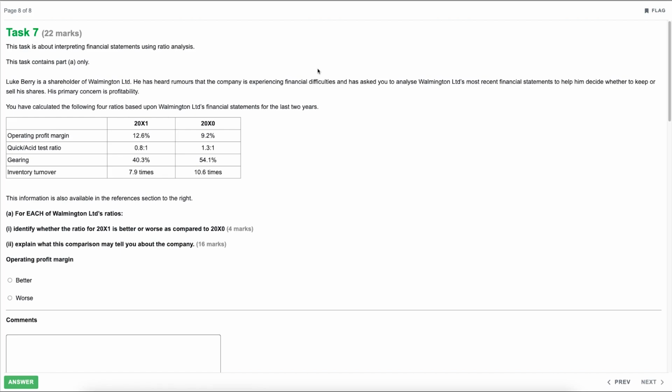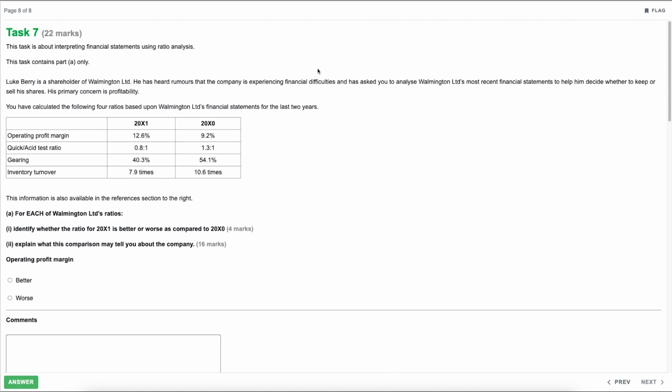And we would hope that you would pick up the majority of marks on this as long as you follow the format that I will give you as we walk through the question. So it is worth 22 marks and is about interpreting financial statements using ratio analysis. So the chances are you'll be given a number of ratios and then you'll have to perform some form of analysis on them. So let's have a look at the scenario.